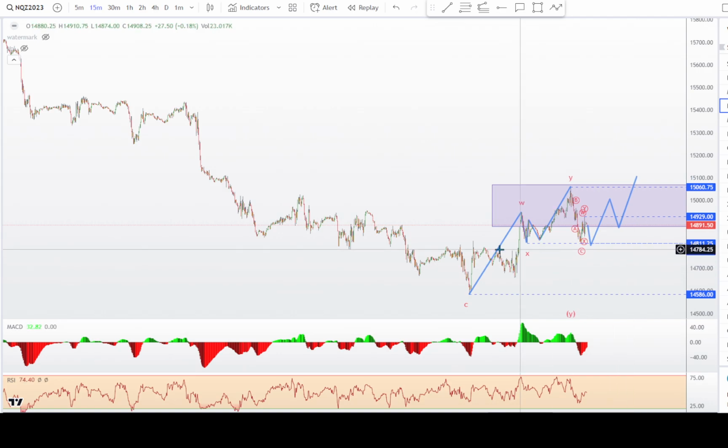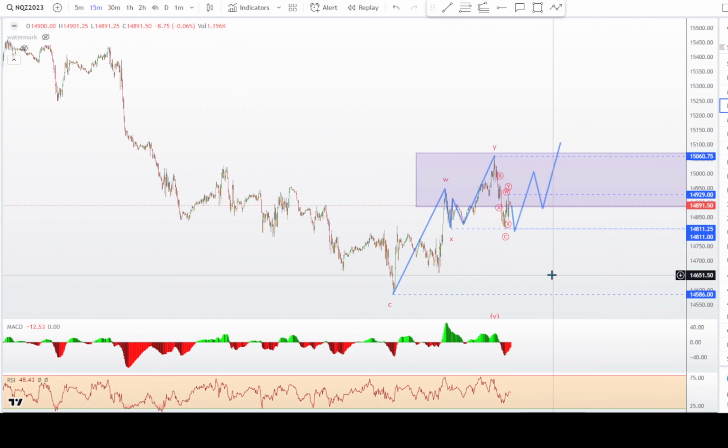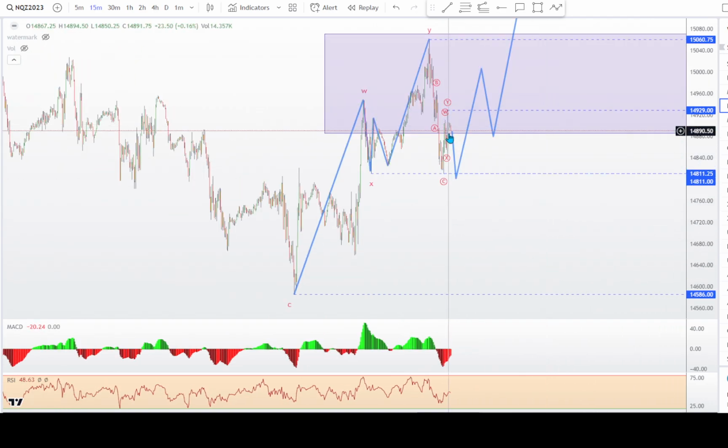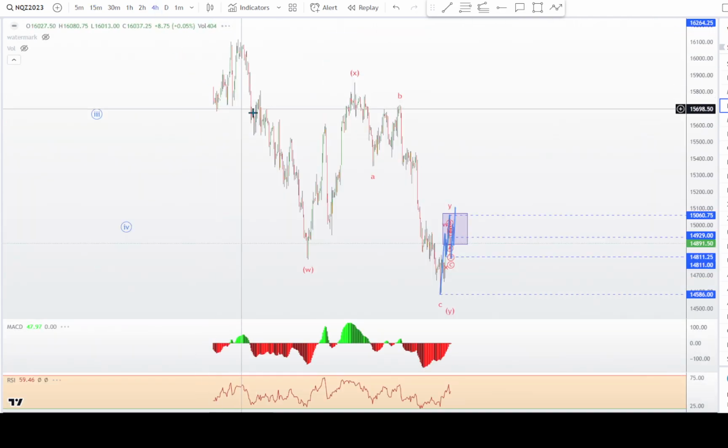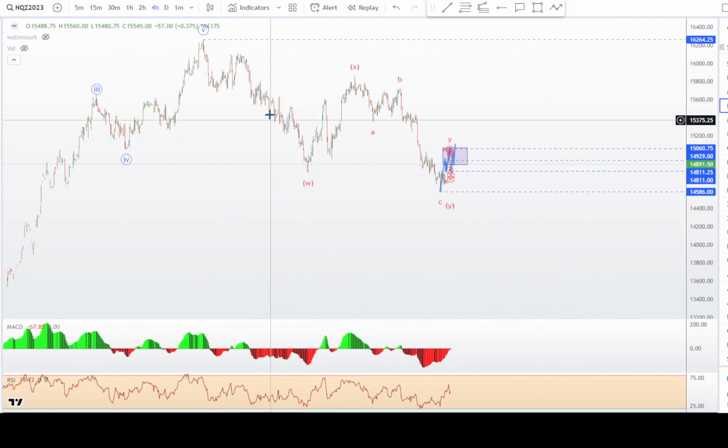But if they just break it, then I think that's going to be the Z wave. And then we'll come back down and take out that low. So that's the play that I'm favoring, that this is all correction for one more down. So I think it's going to be choppy and really messy, but they're going to be breaking lows and breaking the high, but I think there's still one more down for this big correction. That'll be WXYXZ, and then the market would be in a position to start heading higher.